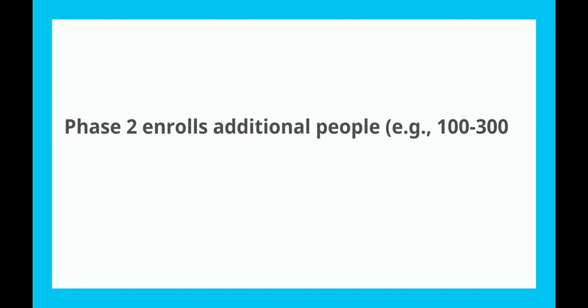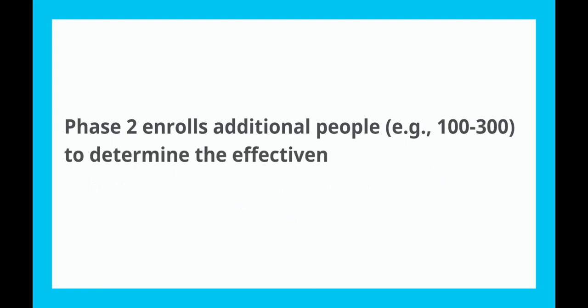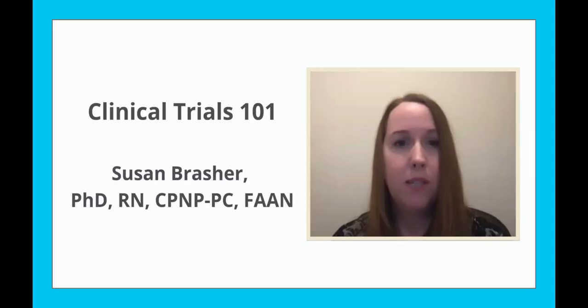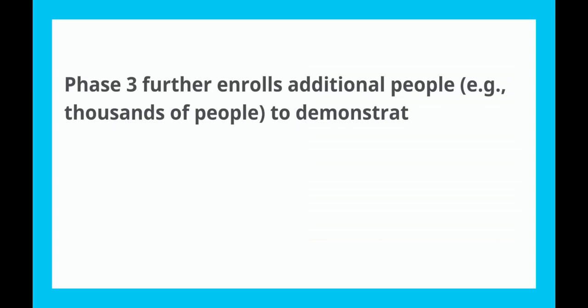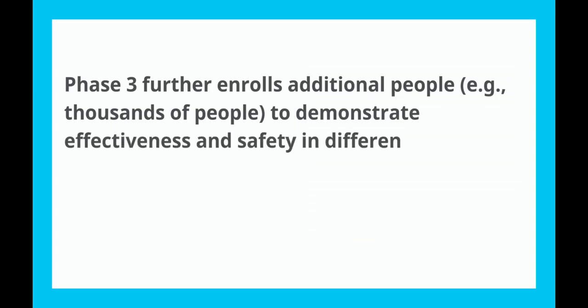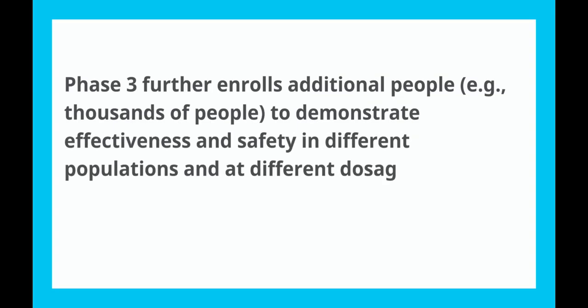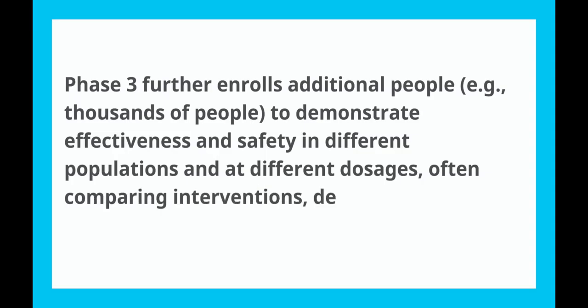Phase 2 enrolls additional people, such as 100 to 300 people, to determine the effectiveness in a larger sample. This phase provides preliminary data on the effects of the medication, device, or treatment on select conditions and continues to monitor for safety. Phase 3 further enrolls additional people, upwards of thousands of people, to demonstrate effectiveness and safety in different populations and at different dosages, often comparing interventions, devices, and medications.